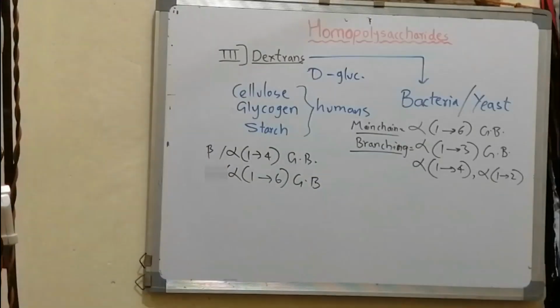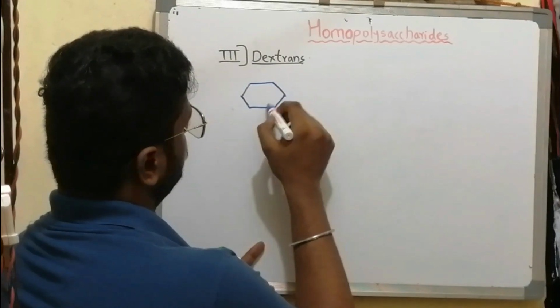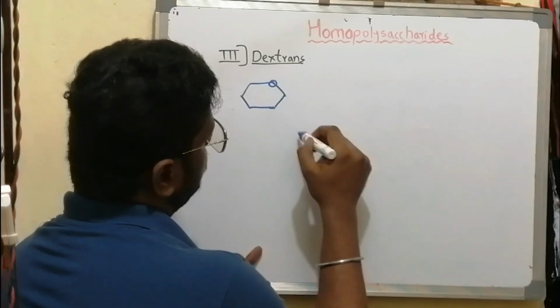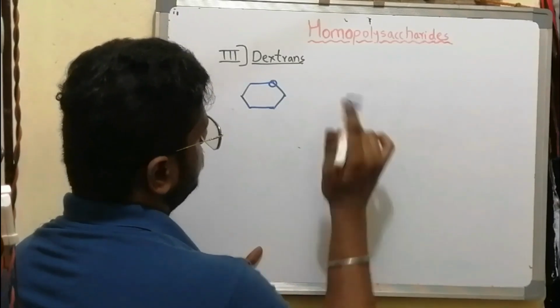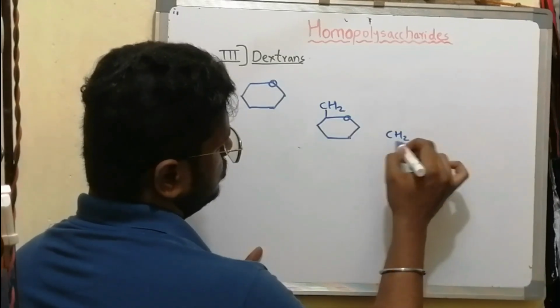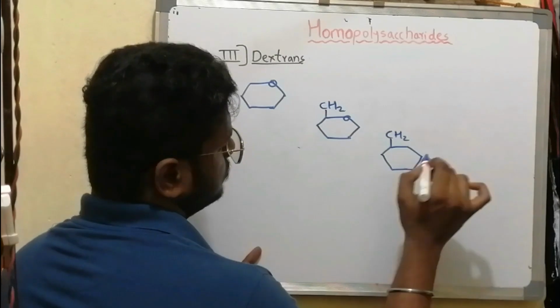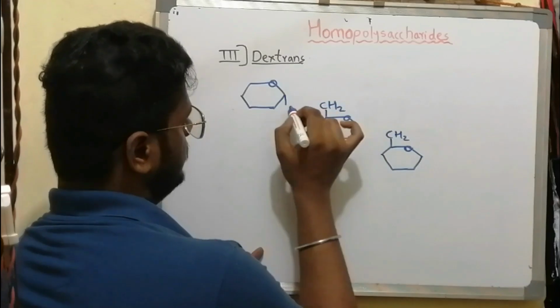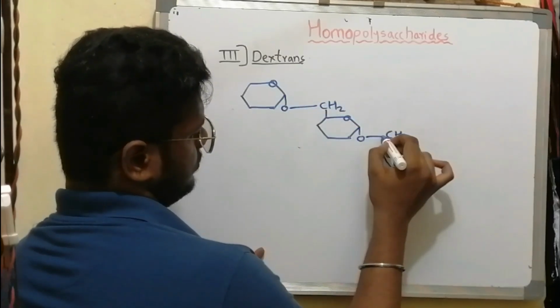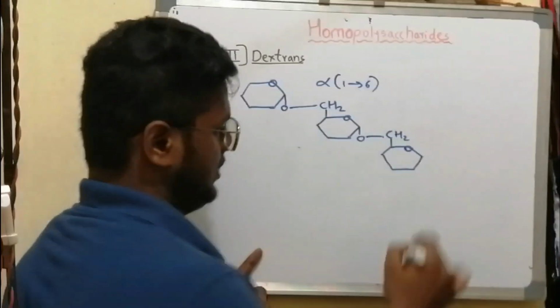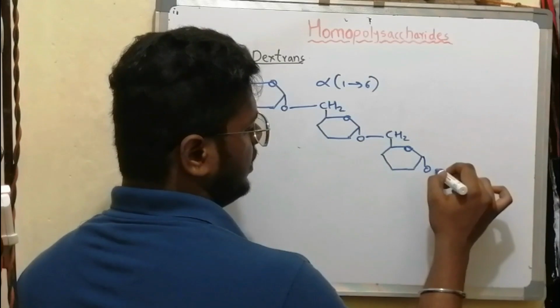So if we look at the structure carefully, here we have glucose, because alpha 1,6 is the main bond here. So this is our other glucose, and the bond is between this 6th carbon and 1st carbon, like this. This is our alpha 1,6 linkage. These are present as the main chain, and it continues further.